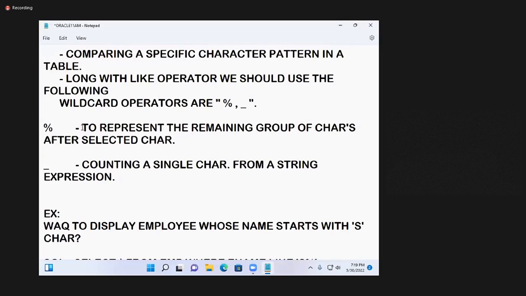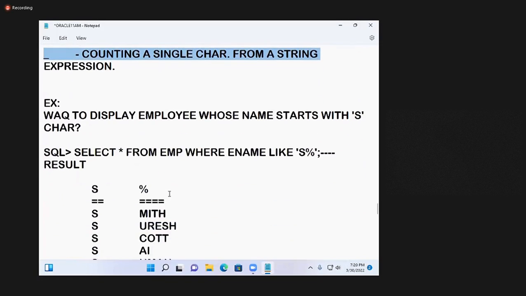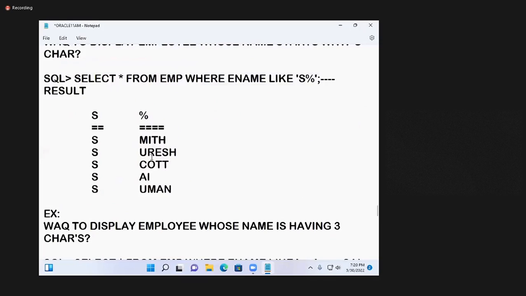And percentile, what we said here, represents the remaining group of characters after the selected character. So once you select the required character, the remaining characters left in your expression will be represented by percentile. And underscore counts every single character. Every single character will be counted by underscore here.